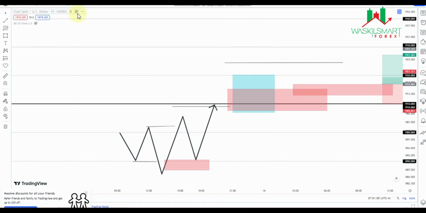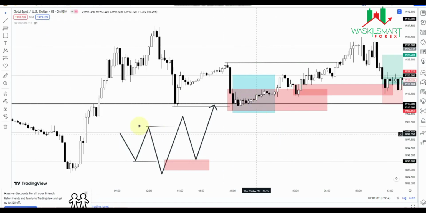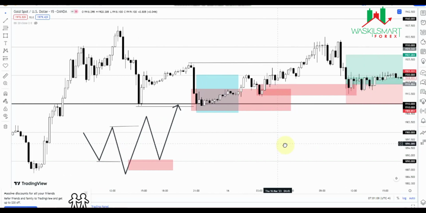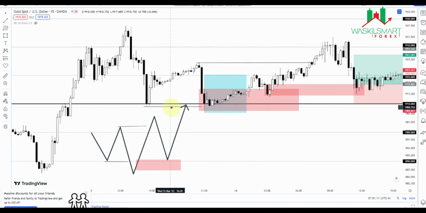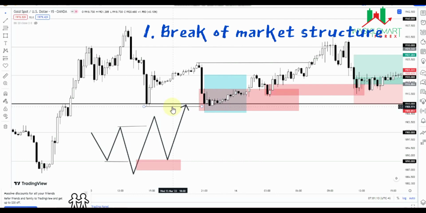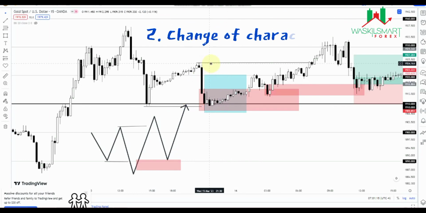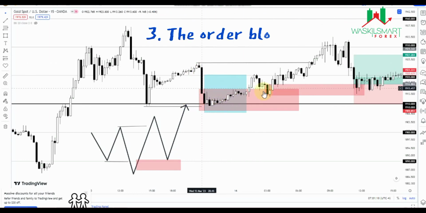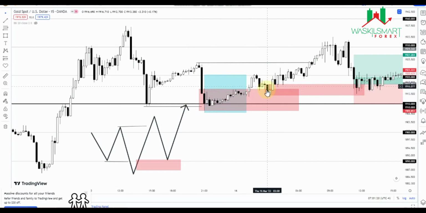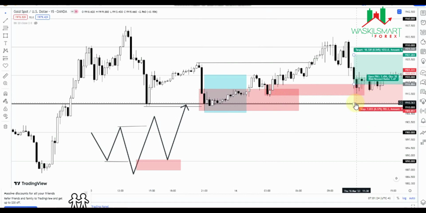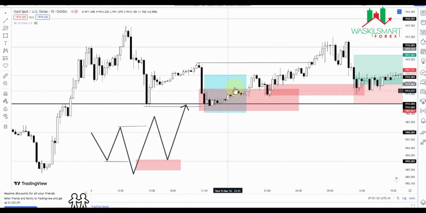So let's get started. This is what we want to see, right? Number one, a break of market structure. Number two, a change of character. Number three, the order block. The proportion block is a block that traded inside the order block. So you put your stop loss at the psychological level, because you did not want to see market coming back to the same psychological level that this 4 hours candlestick has retraced from.